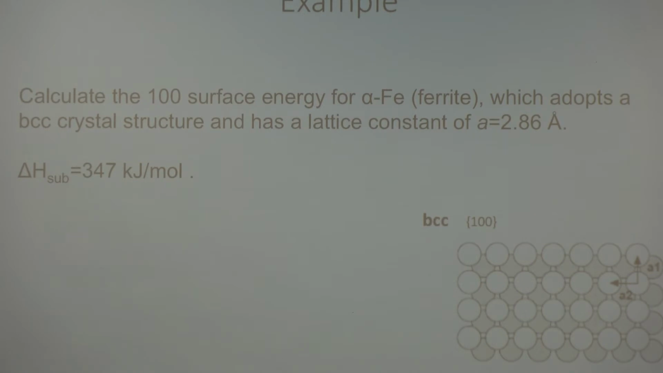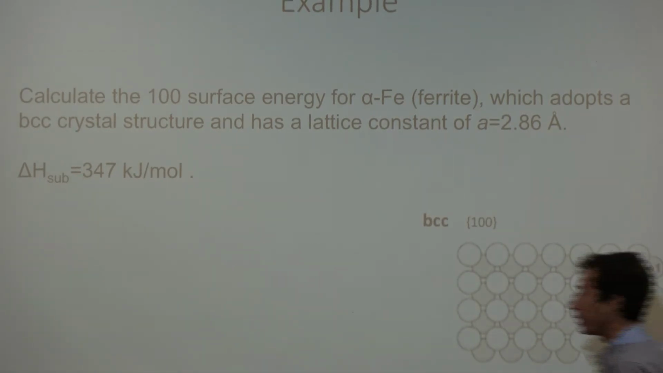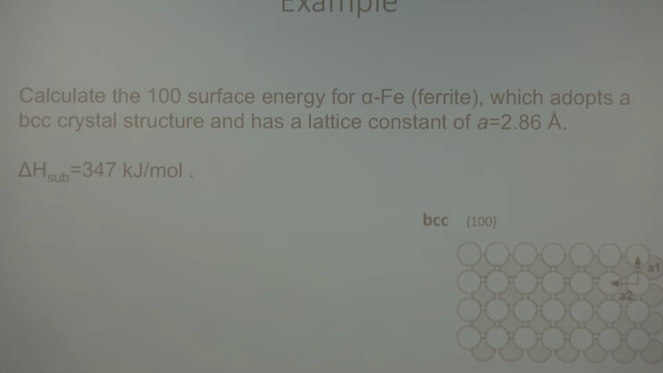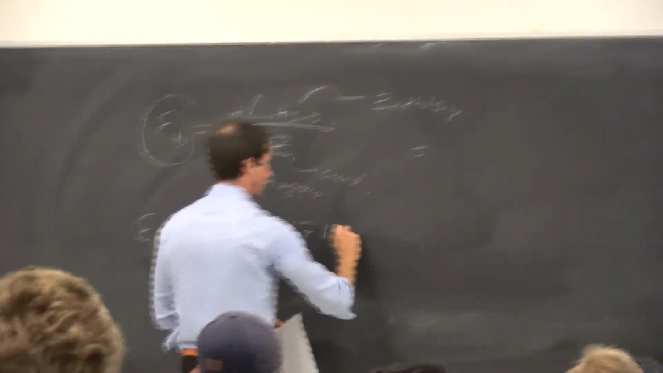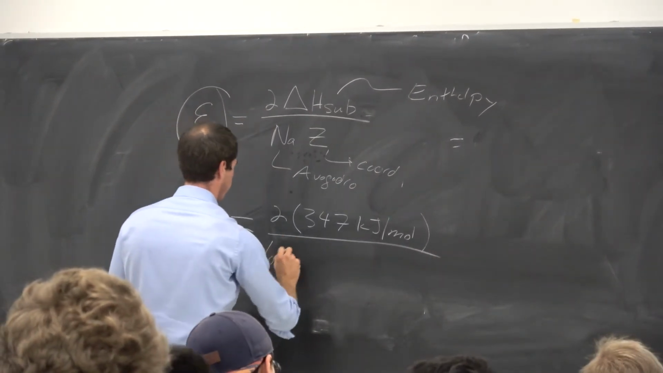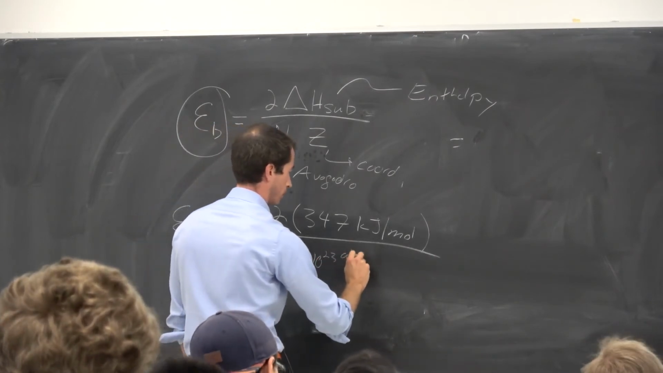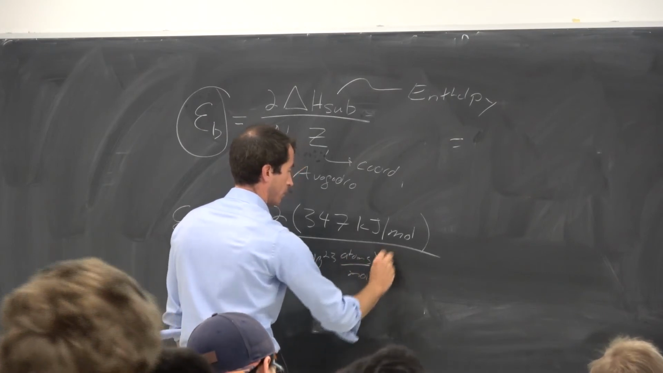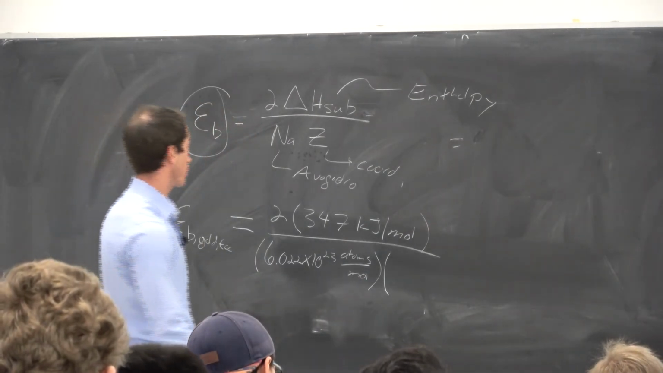Okay, so if we can calculate this first, right? Our binding energy, that's a good thing to start with. So 2 times Z, our coordination number, we did say that it's body-centered cubic, so that's 8.